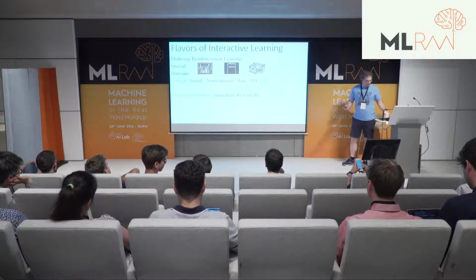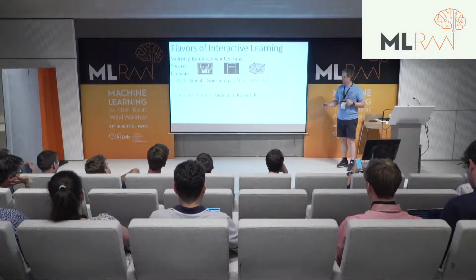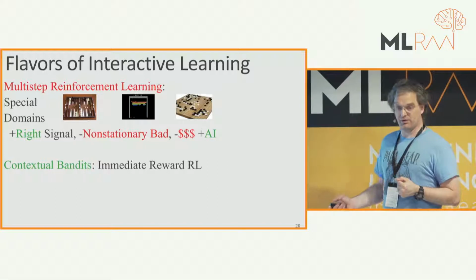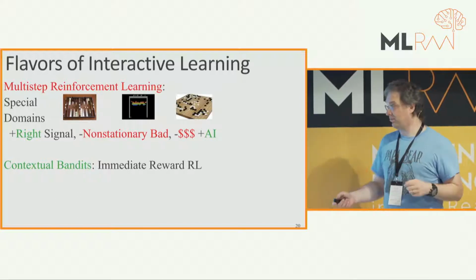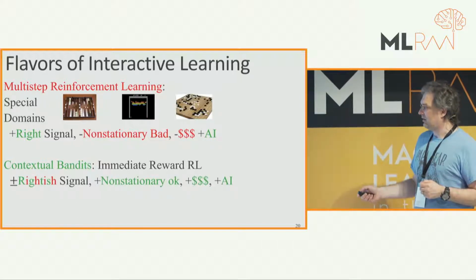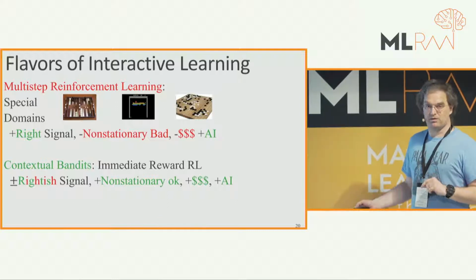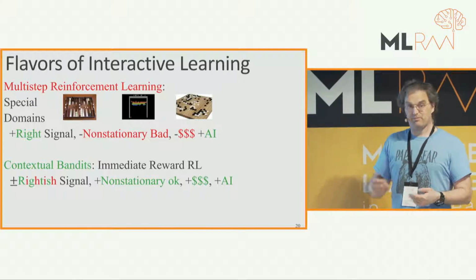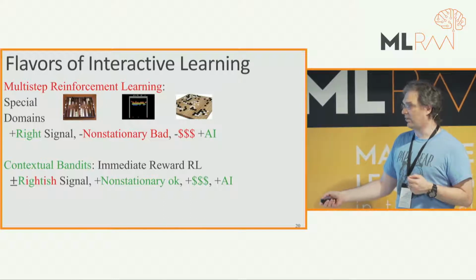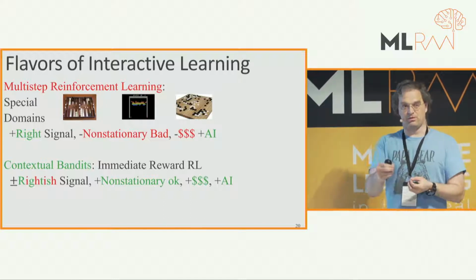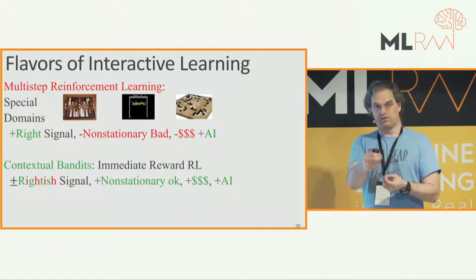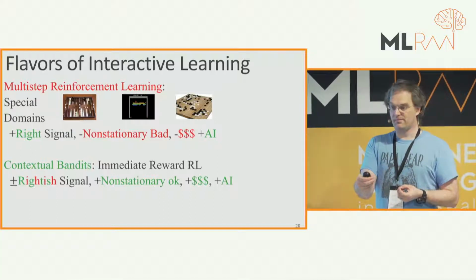Okay, so with contextual bandits, you're solving immediate reward reinforcement learning, which is a more limited problem. But, okay, what does that mean? So sometimes the immediate reward that you're solving is not the right signal. Sometimes it is. So it's the right-ish signal. Often you need to think about what that immediate reward signal you want to optimize should be.